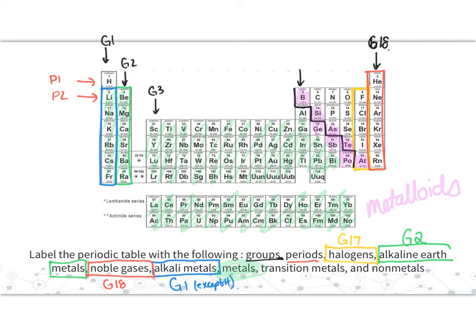Our non-metals are like an orangey yellow, and that's all of these guys. And we could include all of our noble gases. They get colored a little bit differently, but they are considered a non-metal. And don't forget hydrogen. It's really important that we don't forget hydrogen is actually a non-metal.